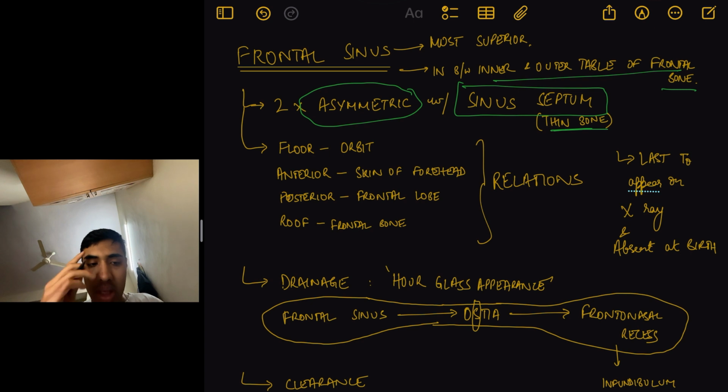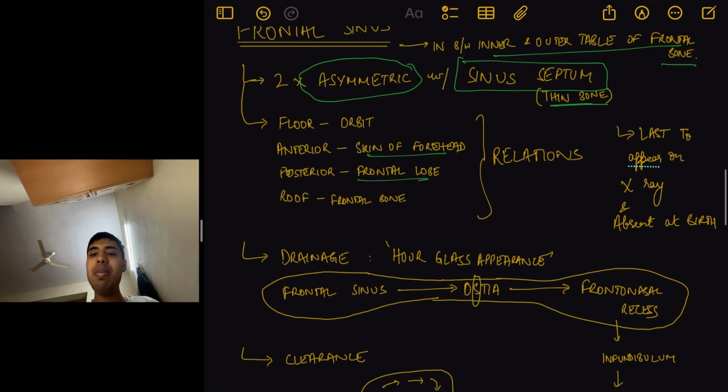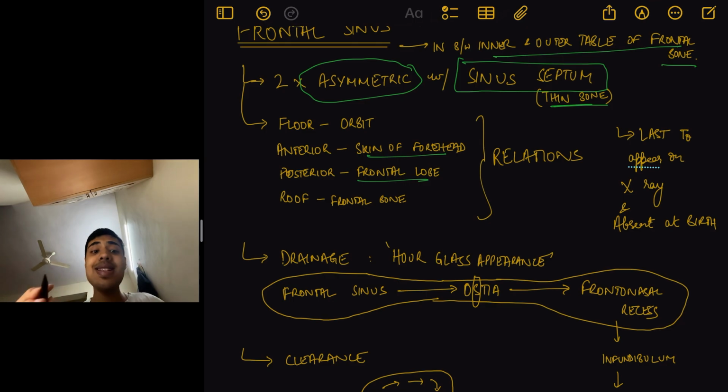Now imagine anteriorly what you have: the skin on the forehead. Posteriorly what do you have: the frontal lobe of the brain. Roof, frontal bone, floor, orbit. Simple relations. Frontal sinus is the last to appear on X-ray and is absent at birth.